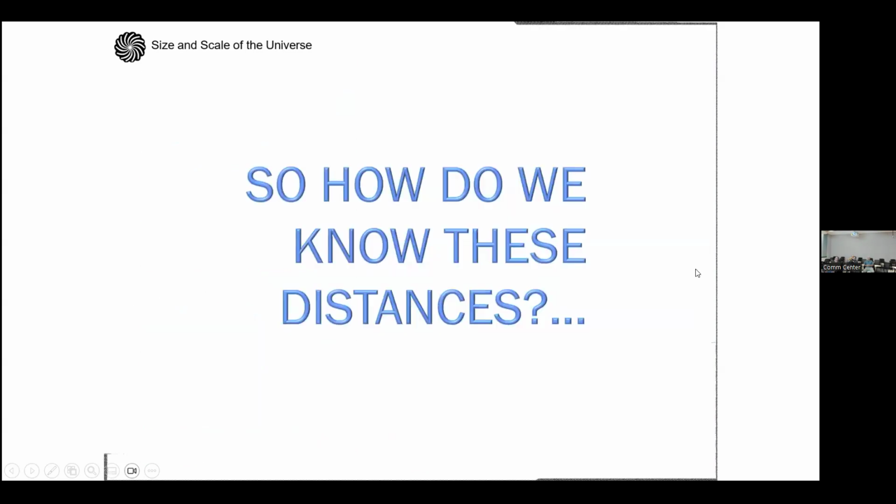So to me, this is the more interesting part of the presentation: how do we know these distances? You know, we've gotten pretty good at measuring all these distances in space, but how do we do that?